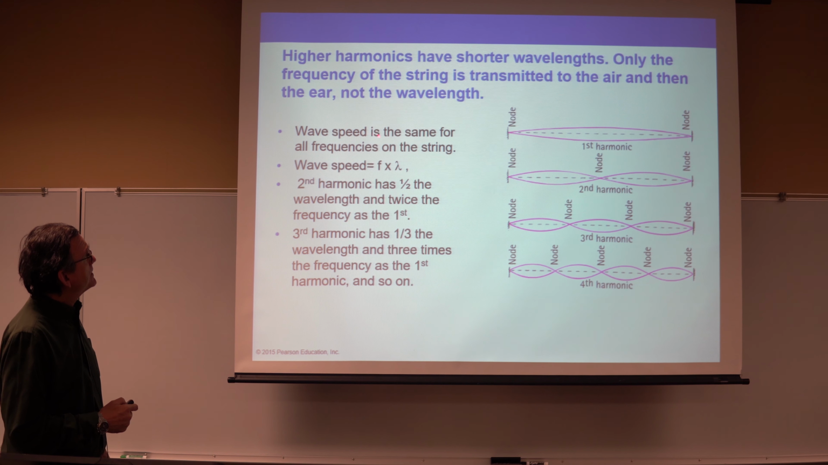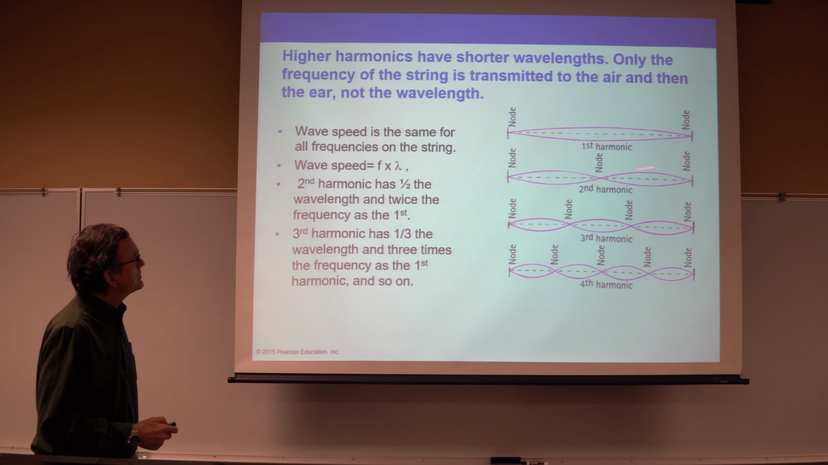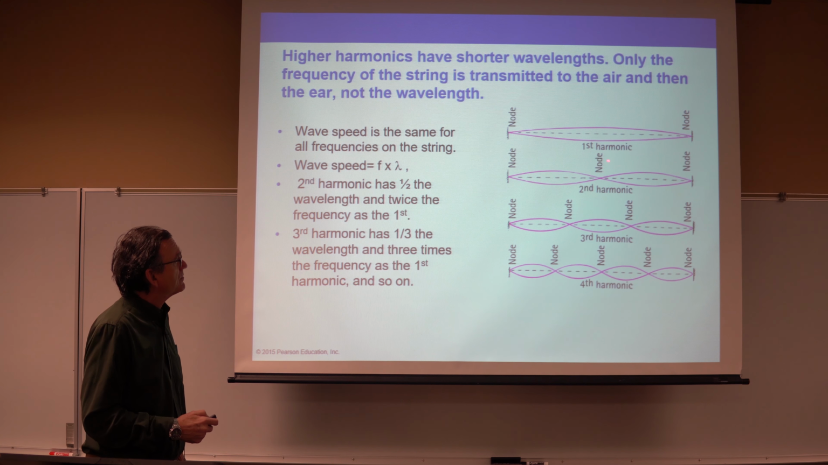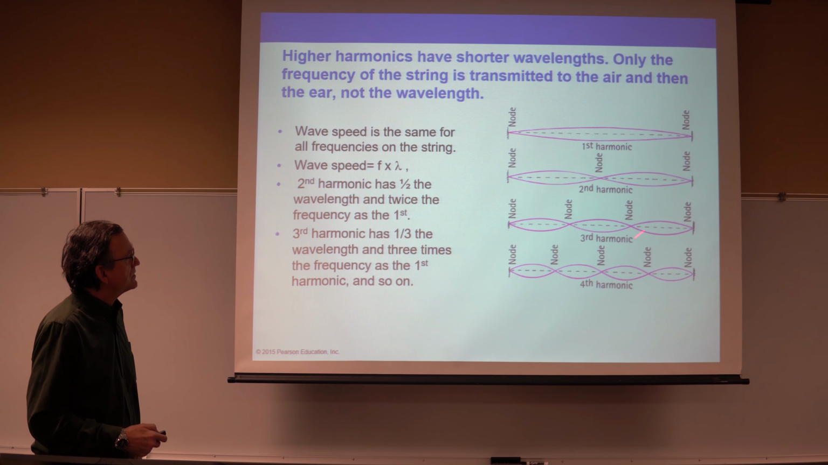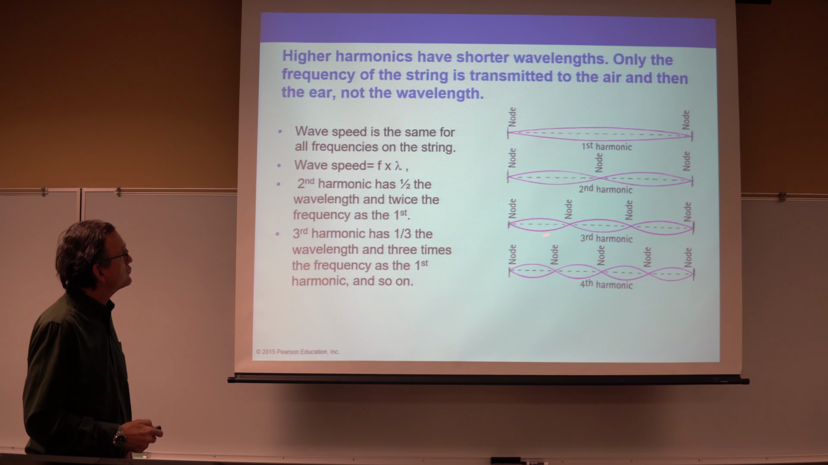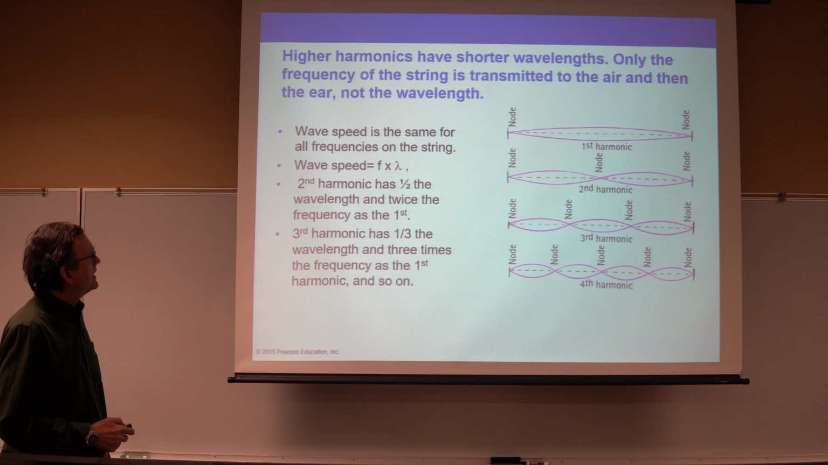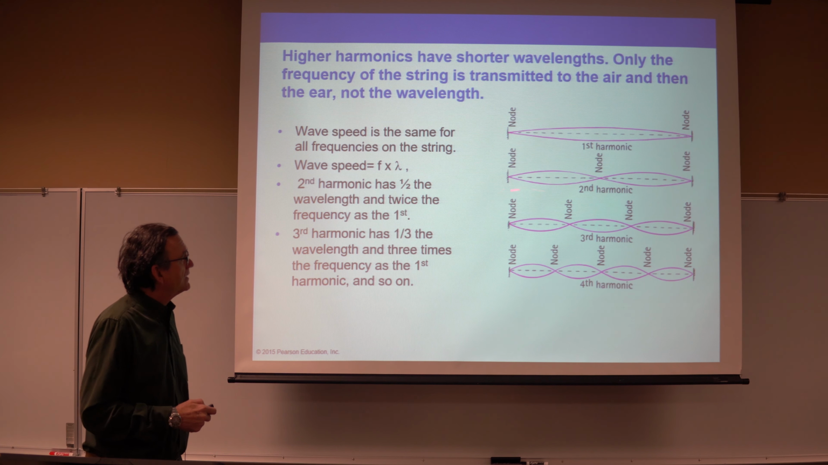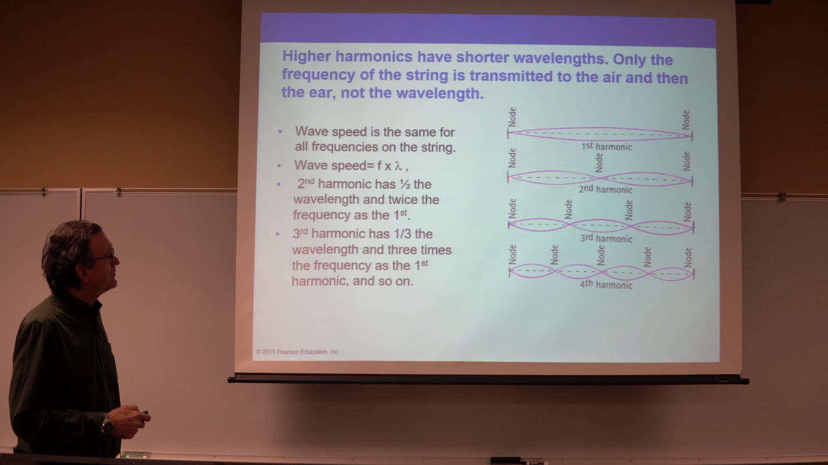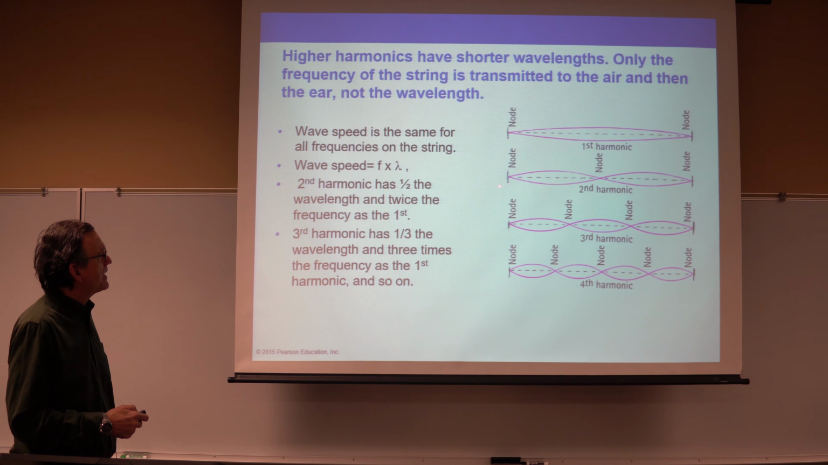One thing to note is that higher harmonics have shorter wavelengths. So you can see here that if I go from the first harmonic to the second to the third to the fourth, the wavelength of the oscillations gets shorter and shorter. As a result, and because of the fact that the wave speed, remember, these standing waves are produced by waves going from left to right, from the node on the left to the node on the right, back and forth.